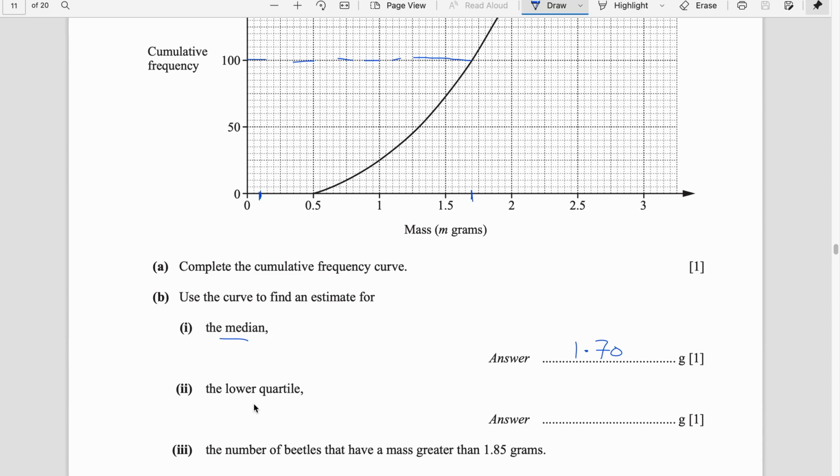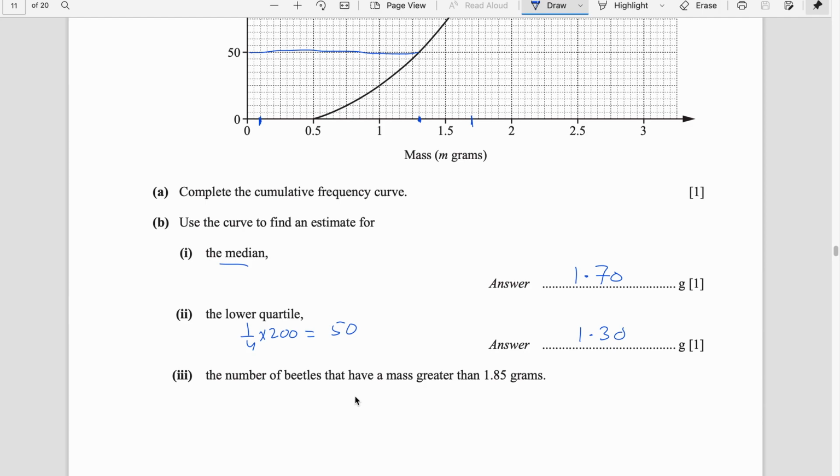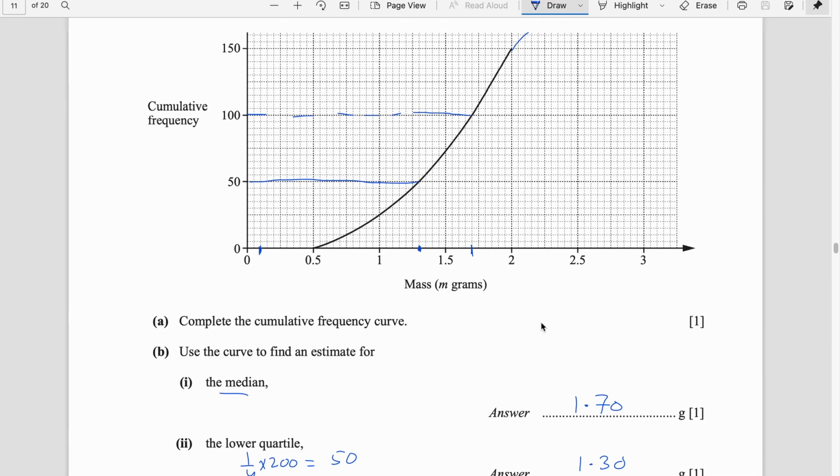Lower quartile is 1/4 of the total, that is 25%. So it is at 50. So at 50 we read it, 6th box 1.1, 1.2, 1.30. The number of beetles that have mass greater than 1.85.